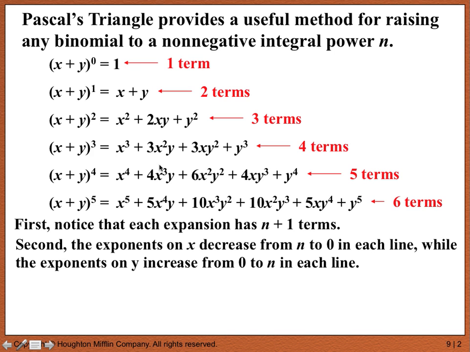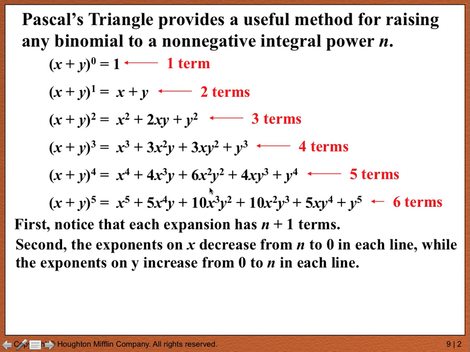Also, the exponents on x decrease from n to 0 in each line, while the exponents on y increase from 0 to n in each line. So let's see that at work in one of these lines. For example, in this line where I'm doing x plus y cubed. Well, if I look at my x exponents, they go down from 3 to 2 to 1 to 0, because x to the 0 is just 1, so that's why x doesn't show up. But we see that decreasing pattern, 3, 2, 1, 0.